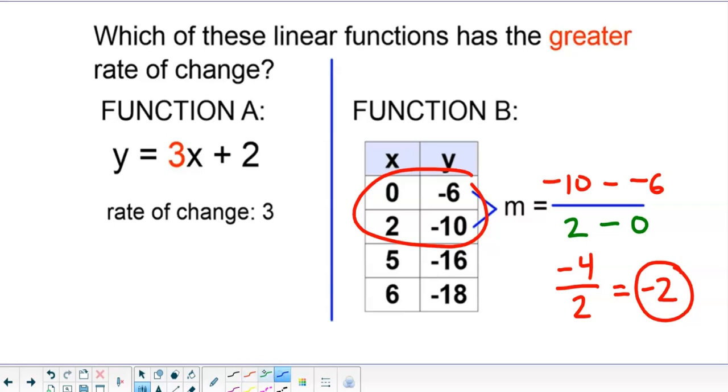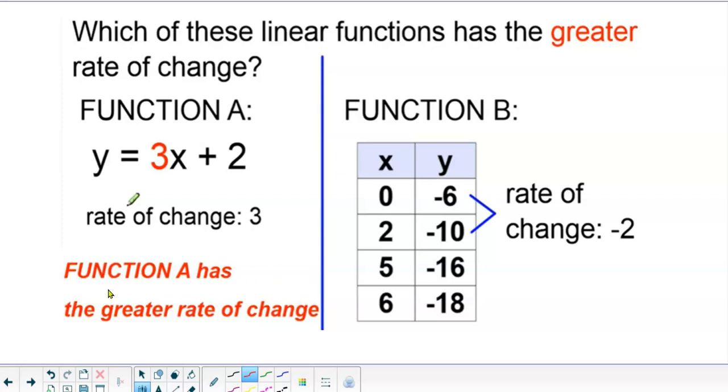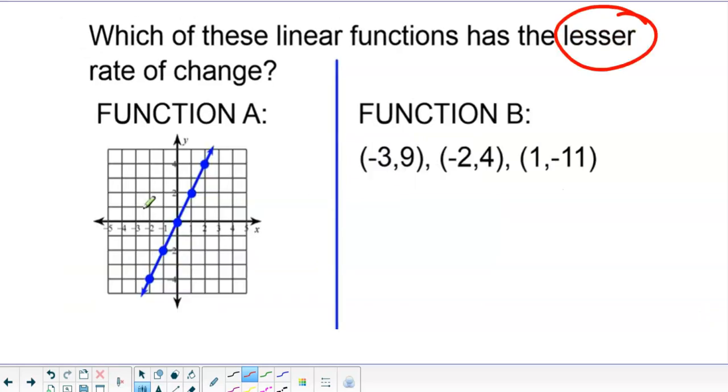Now, I can compare our two answers. The function with the greater rate of change is function A, because 3 is higher than -2. So function A has the greater rate of change. Let's take a look at another example.